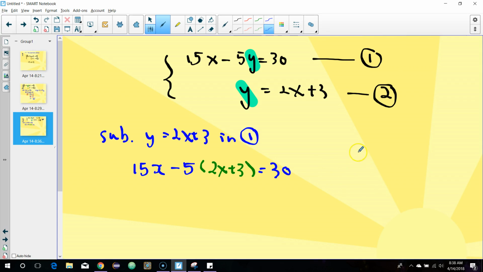Is basically everything we've done so far. 15x, nothing we can do just yet. Because if you remember, this part, negative 5 times 2x plus 3, you have a parenthesis over there. That means you have to distribute this. Remember that? Seeing a parenthesis, seeing a number in front of it, you have to distribute. Distribute is multiplying. So negative 5 times 2, you'll get negative 10x. Negative 5 times 3, you'll get negative 15.